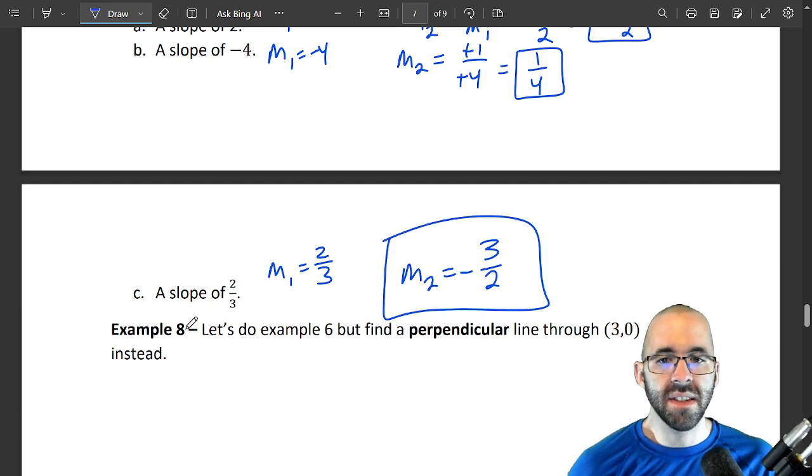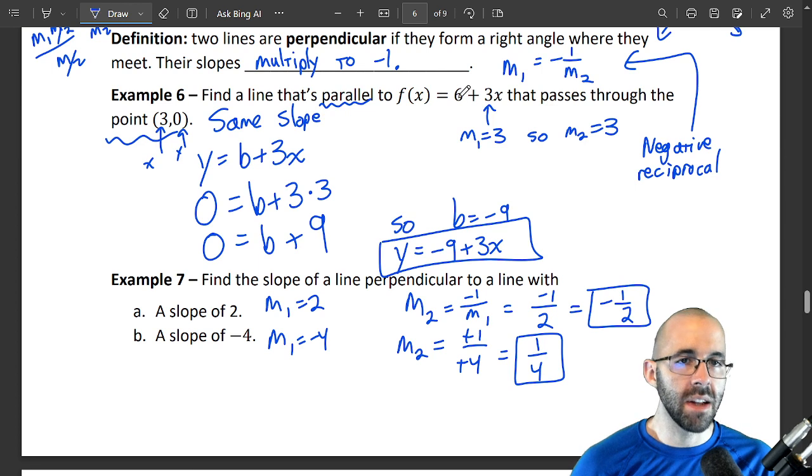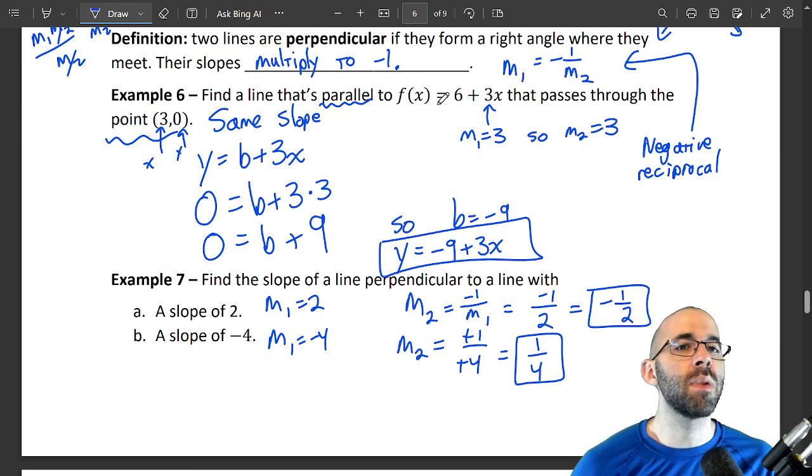So for example 8, let's do example 6 again. But instead of finding a line parallel to this that goes through that point, let's find a line that's perpendicular to this that goes through that point.